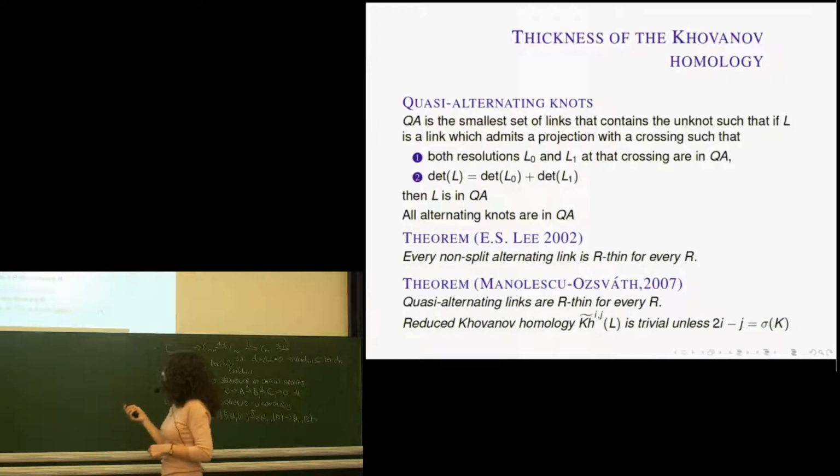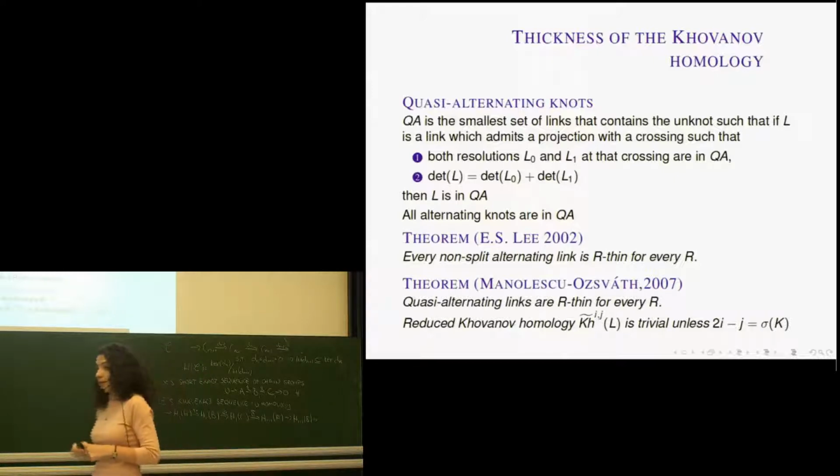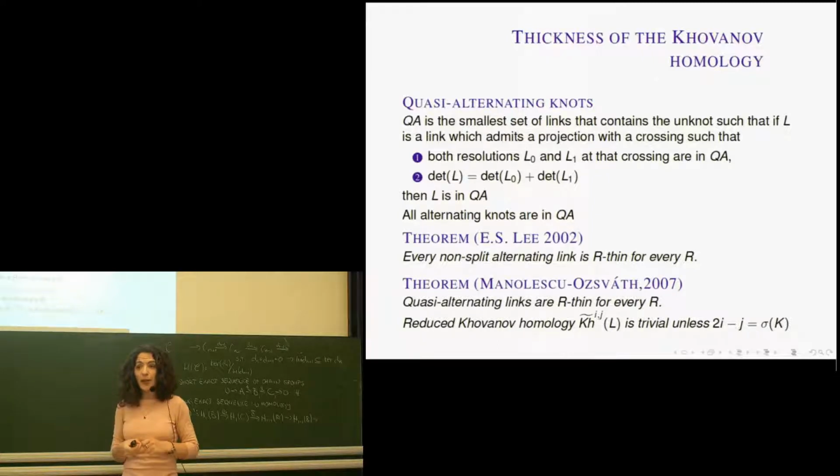Okay? And here's the theorem proved by Lee in 2002 that basically said that every non-split alternating link is thin. And it's thin over any ring that you want to work with. So what it means is that Khovanov homology over any ring of a non-split alternating knot lies only on two diagonals.